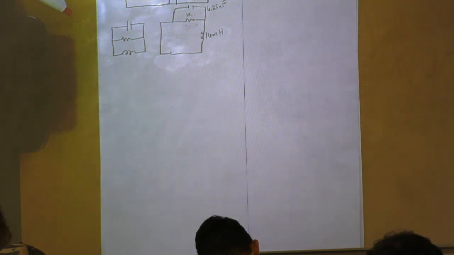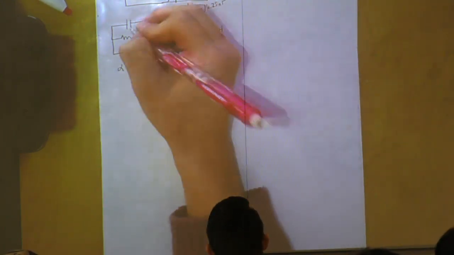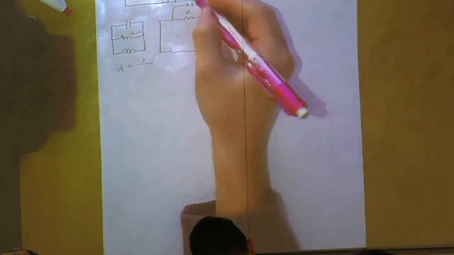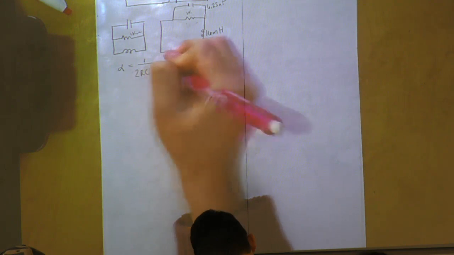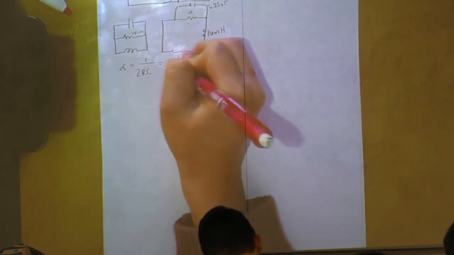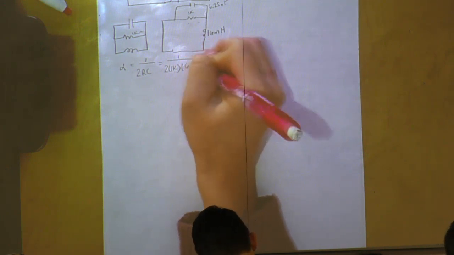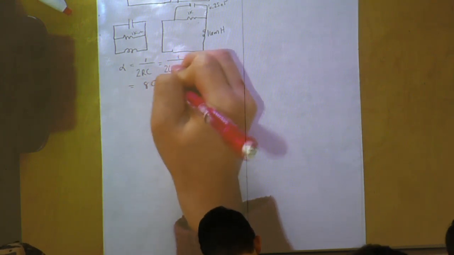So, since it is in parallel, the next thing we're going to want to find is our alpha and omega naught. Our alpha is going to be 1 over, so our R in this sense is just our 1K, because that 4K got canceled out. So alpha is 1 over 2RC, so 1 all over 2 times 1K times 6.25 nano. This should come out to 80,000.